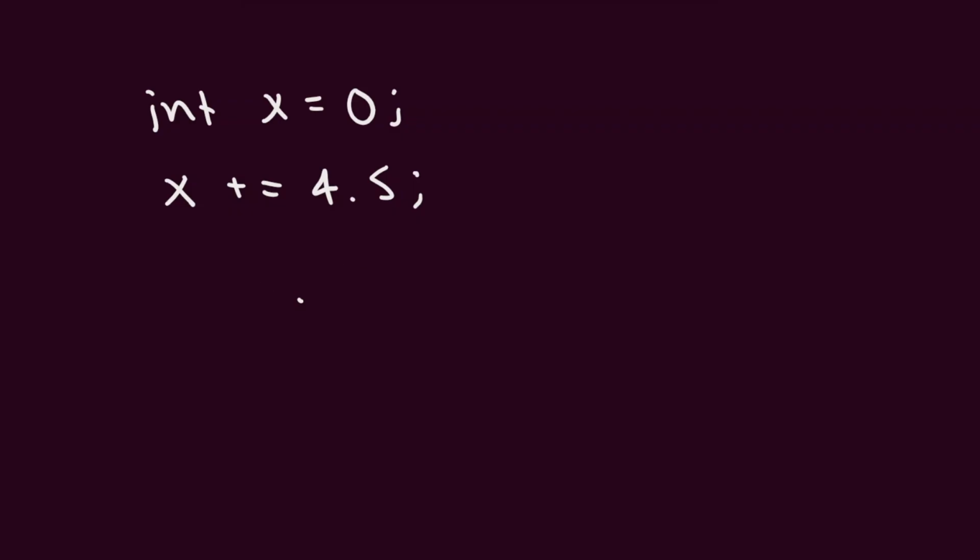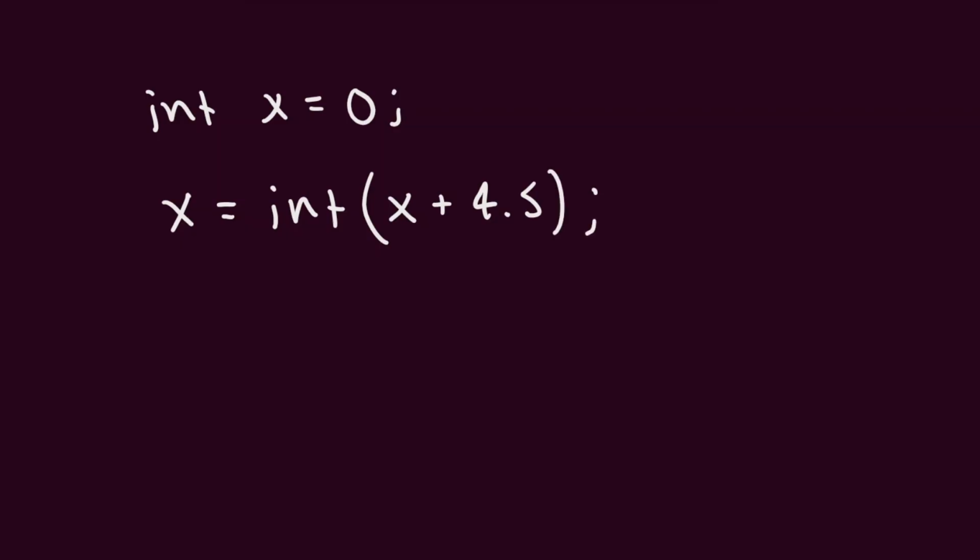So what I would do instead is ignore all of this, and have x equals (int) (x plus 4.5). Make sure to include int in your brackets. And when we execute this, x will round down from 4.5 to 4.